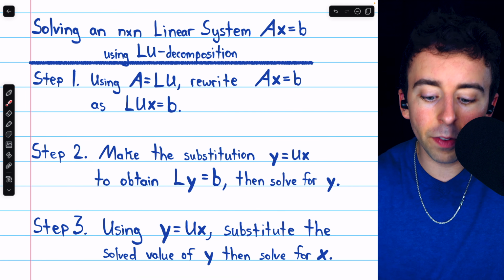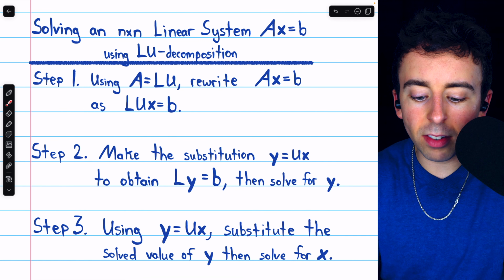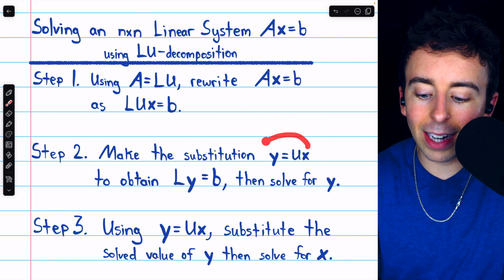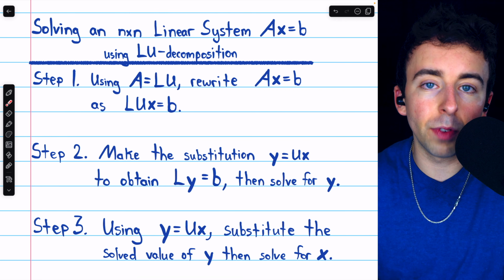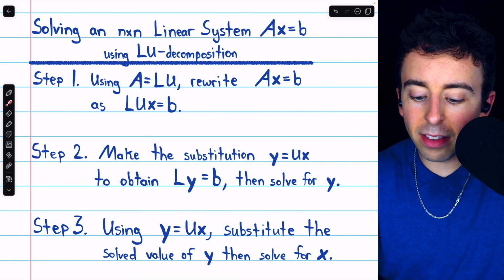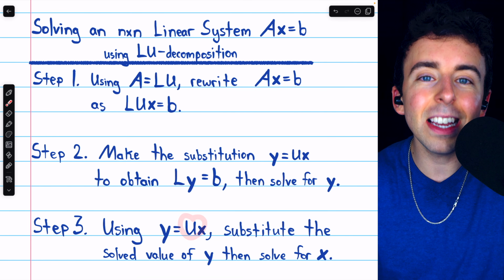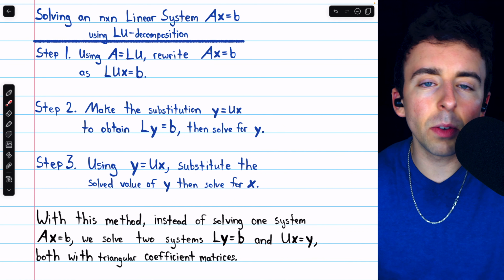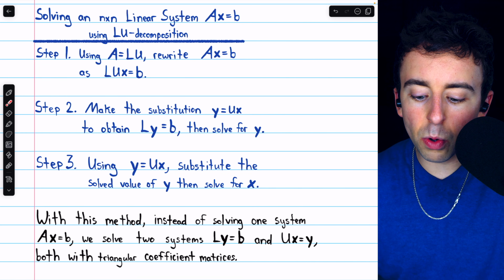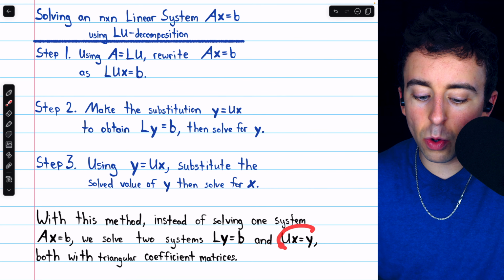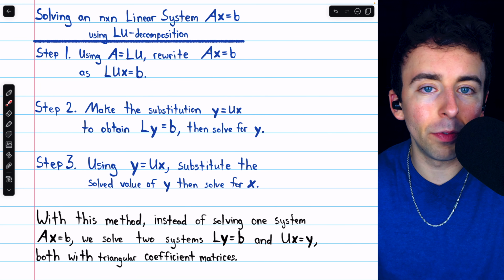This is easy to solve because the coefficient matrix in this new system is lower triangular. Once we solve this system for y, we can come back to this equation, y equals Ux, plug in the known values for those variables in the vector y, and then solve this system for x. Again, this will be easy because the coefficient matrix is upper triangular. As you can see with this method, instead of solving one system, Ax equals b, we solve two systems, Ly equals b and Ux equals y, which are both easy to solve because they have triangular coefficient matrices.